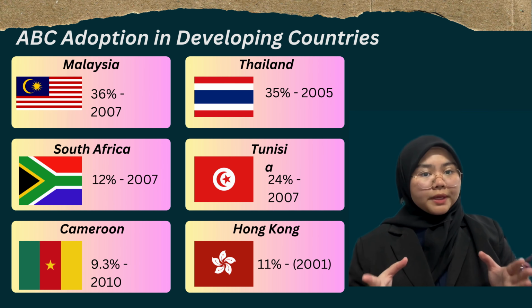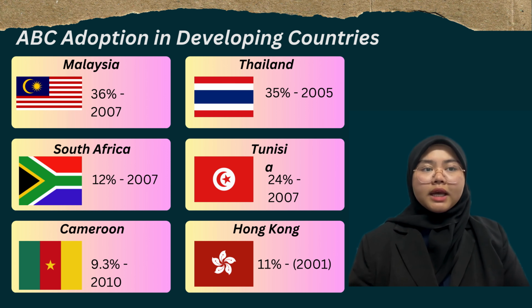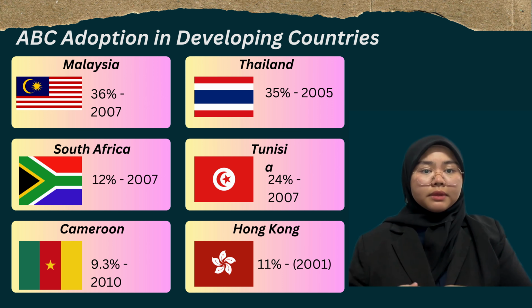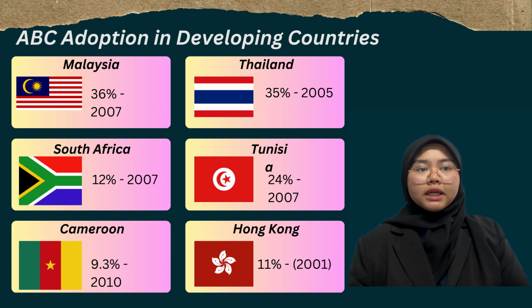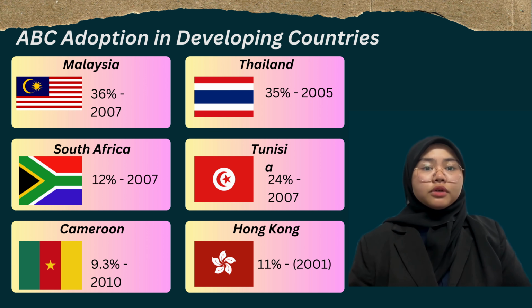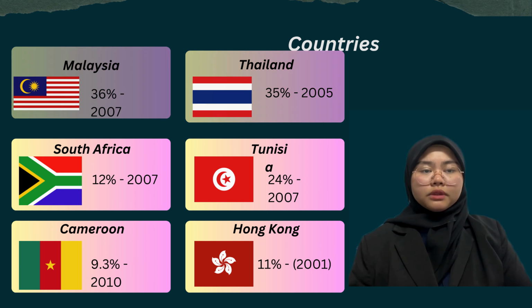Next, the article also mentioned the adoption rates of activity-based costing in developing countries. For example, in Malaysia, the article stated that up until 2007, Malaysia had an adoption rate of ABC costing of up to 36% in early 2007. And the same goes for our neighboring country, Thailand. It had 35% ABC adoption in 2005, and South Africa 12% in 2007, Tunisia 24%, and Cameroon and Hong Kong, which ranged from 9% to 11% in the early 2000s.